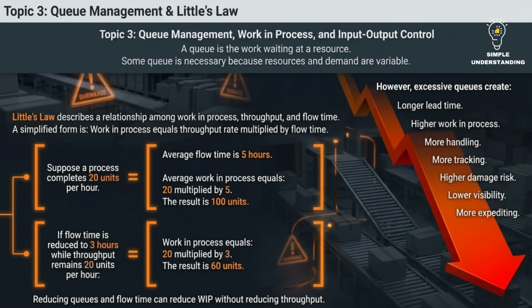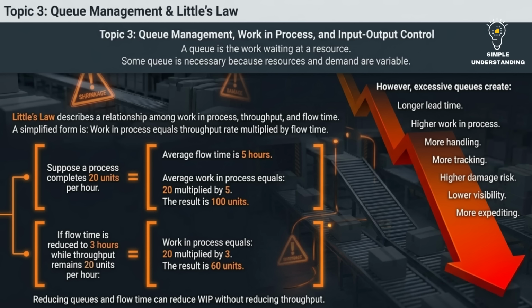A simplified form is work in process equals throughput rate multiplied by flow time. Suppose a process completes 20 units per hour. Average flow time is 5 hours. Average work in process equals 20 multiplied by 5. The result is 100 units.